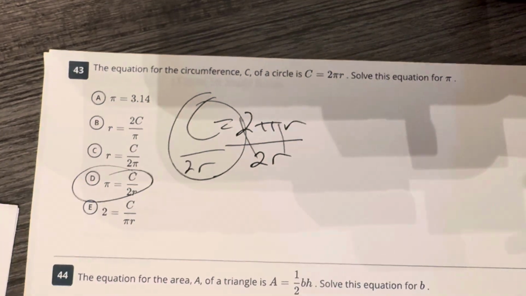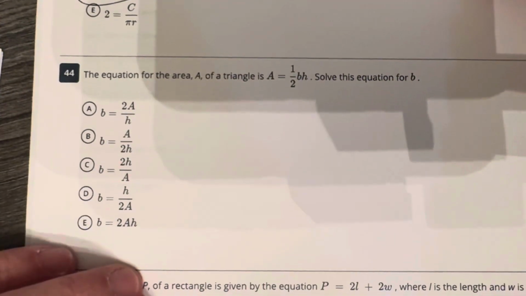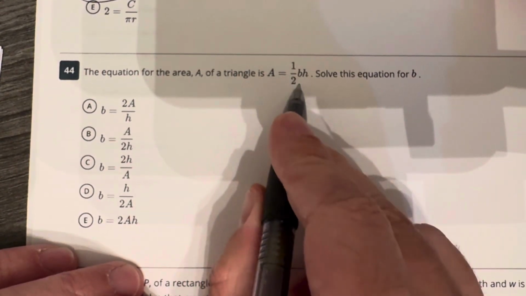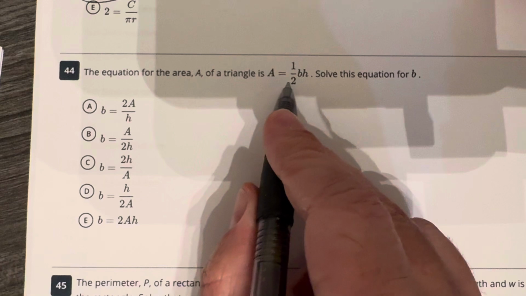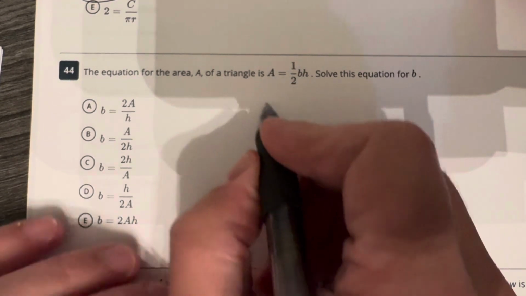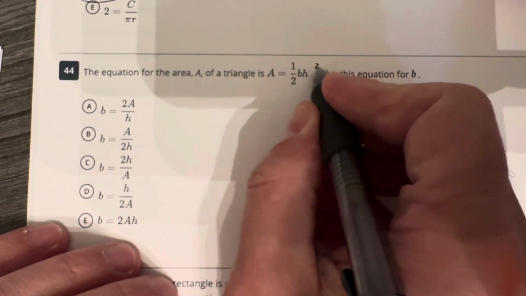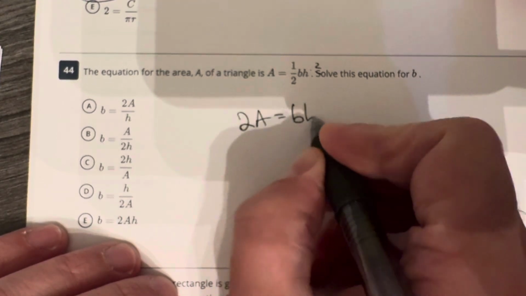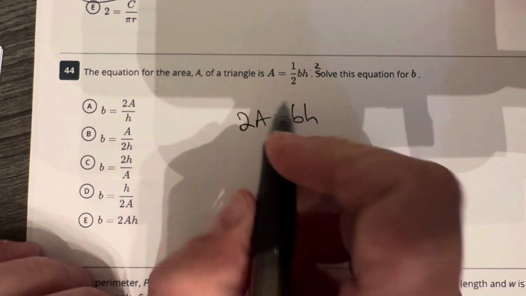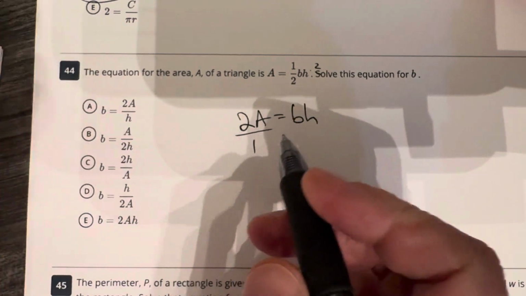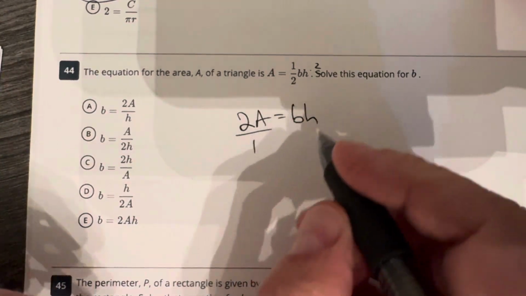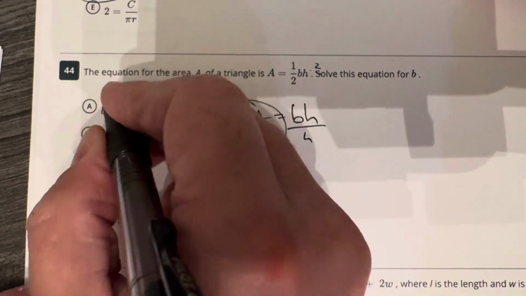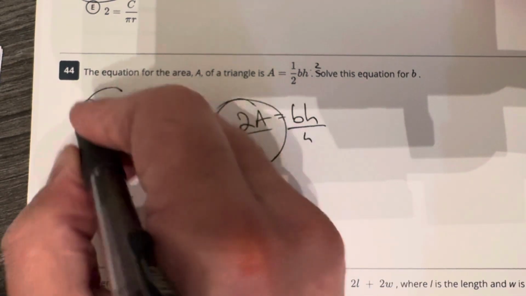Okay. Number 44 was one that some of you got wrong on the test. If I'm trying to solve for B, when I see a fraction, I've got to do the reciprocal. I've got to multiply by the reciprocal on both sides. So if I multiply by 2 over 1 on both sides, this is going to be 2a equals bh. Because it's 2 over 1, but I don't have to put the 1. You could if you wanted to, but I don't know why you'd want to do that, right? Then I can divide by h on both sides, which just puts h on the bottom. So 2a over h, and that's going to be choice A.